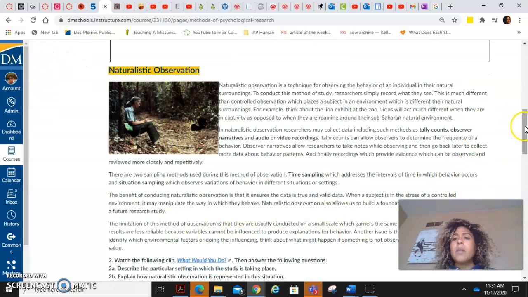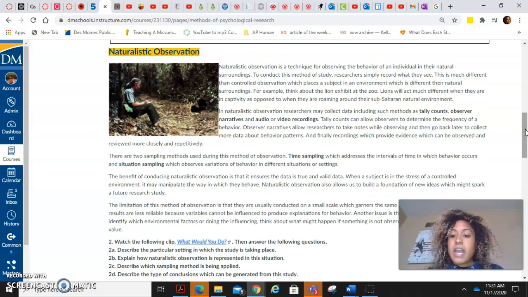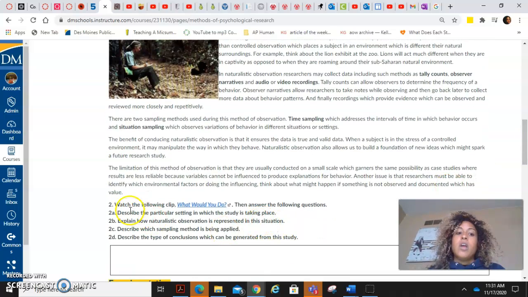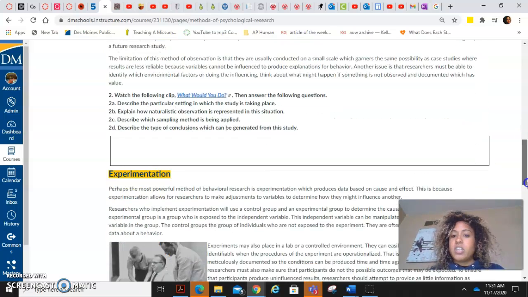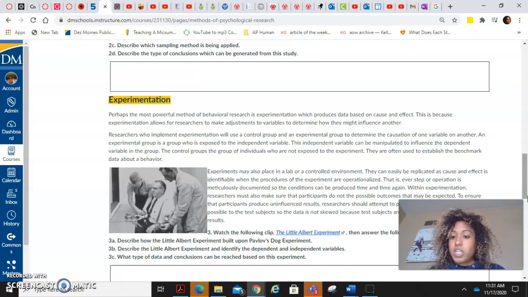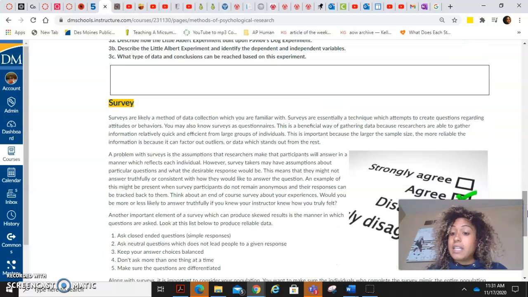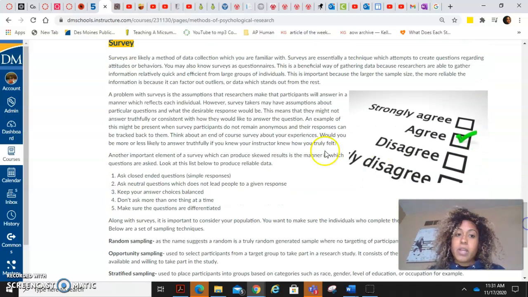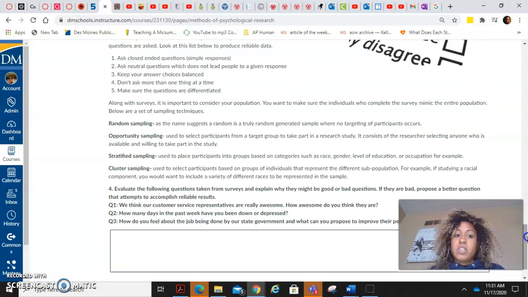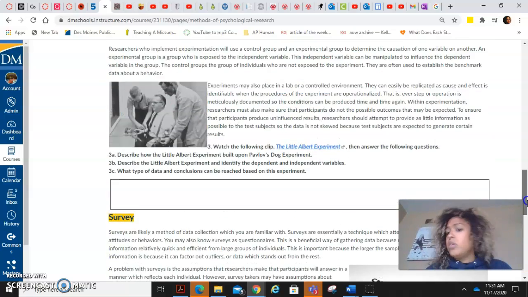Okay? And then it breaks down the different ways you can collect observations. First, we have naturalistic observations. Watch the video, answer the questions. Then we have experimentation. Watch the clip, answer the questions. Then we have survey. This is a very popular one. Read the different types of sampling, answer the questions. So easy, so simple, so fast.